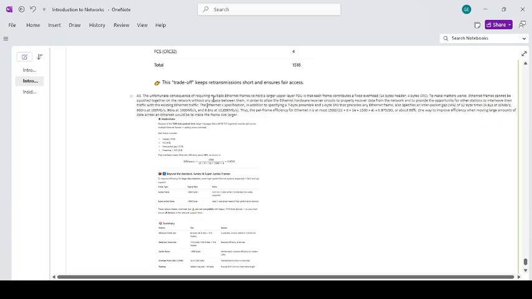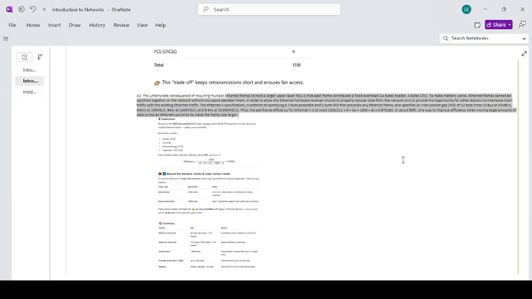The unfortunate consequence of requiring multiple Ethernet frames to hold a large upper layer PDU is that each frame contributes a fixed overhead: 14 bytes header, 4 bytes CRC. To make matters worse, Ethernet frames cannot be squished together on the network without any space between them, in order to allow the Ethernet hardware receiver circuits to properly recover data from the network and to provide the opportunity for other stations to interleave their traffic with the existing Ethernet traffic.